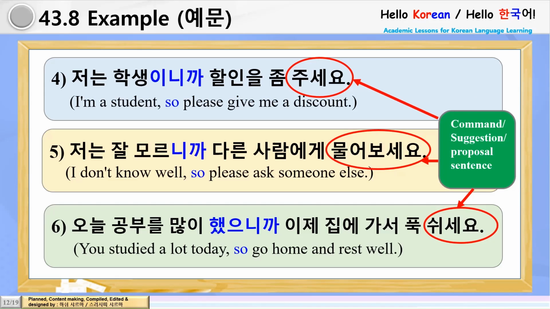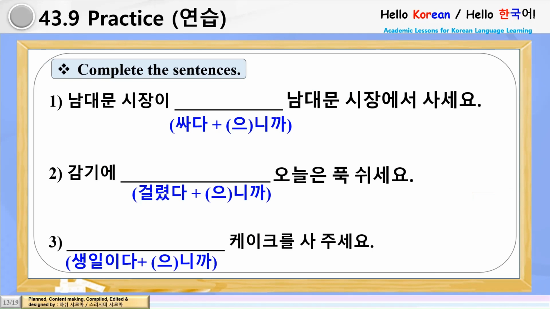Let's move to the next part. Practice, there are three sentences. You have to complete these sentences with the vocabulary given in the bracket in blue color by adding the grammar unika. See number one, naam demun shijangi blank, so saseyo. Please see the bracket. Here the vocabulary is sada, to be cheap, to be inexpensive, plus grammar unika, so it will be sanika. In the same way, please do number 2 and number 3.